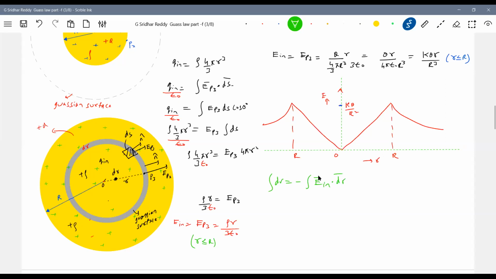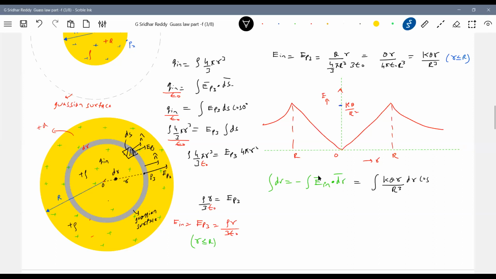What is the electric field inside the uniformly charged sphere? Do we know that value? Yes, we have calculated. It is equal to KQ small r by R cube. Now, what is the angle between E bar and dr bar? dr bar I'll measure radially outward, and E in is also radially outward. So the angle between them is 0 degrees.